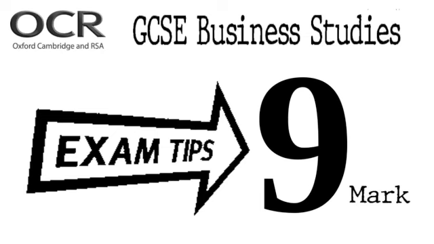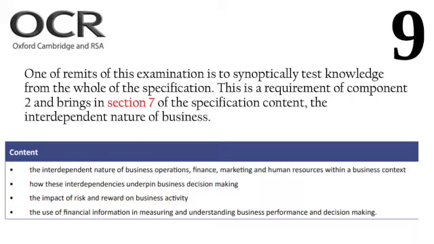This is the second video for 9-mark questions in OCR GCSE Business Studies, but this video is particularly looking at Paper 2. Now, the Paper 2 9-mark question is based on Section 7, the interdependent nature of business. I've included the specification content on the slide, and basically it's considering how topics from different units link, influence, and should be considered within business decisions.